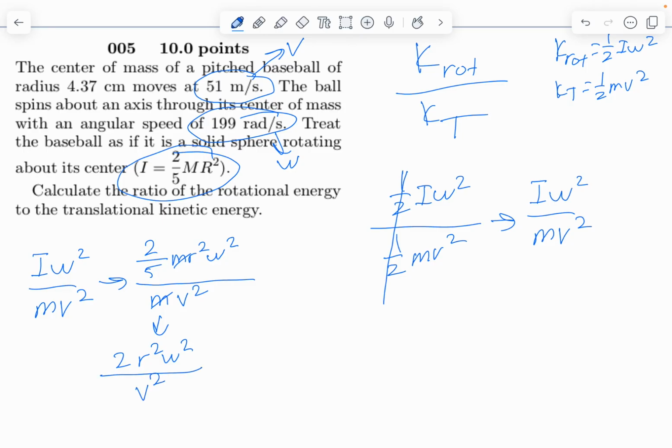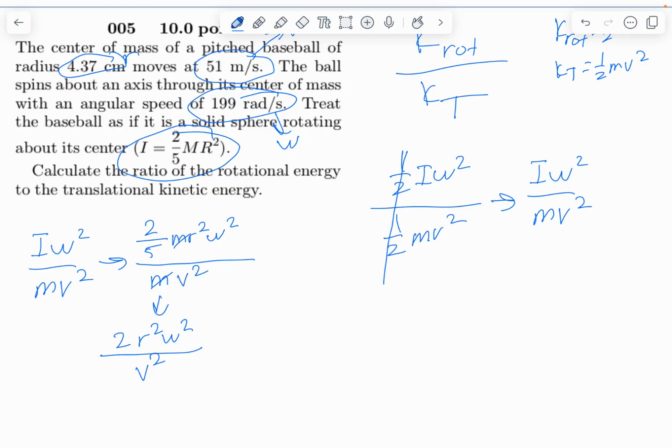And then you'll know everything, right? So this is r. And you know omega in radians per second. Mine's 199, yours is a different number. And v, mine's 51, yours is a different number. The only thing you have to be careful about is you have to turn your centimeters into meters, right? So mine's 4.37 centimeters. Before I put that into R, you gotta turn that into meters. So I'll just divide by 100 to get meters. So that's 0.0437 meters.